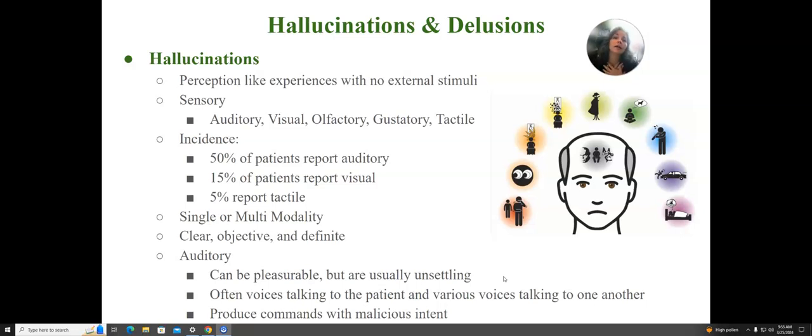They can often be directed at the person, where the voices are saying mean things about them, to them, and they can direct them to do mean things to themselves sometimes, or even others. And so it can be very frightening.